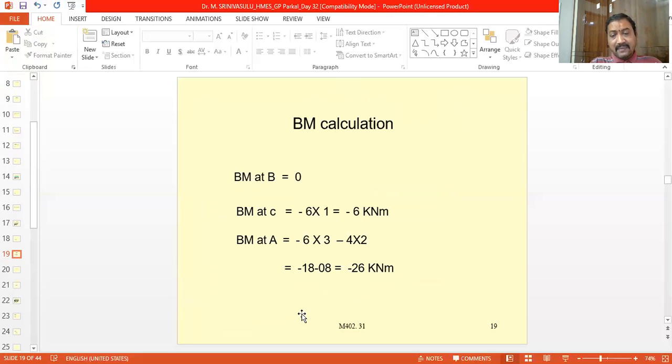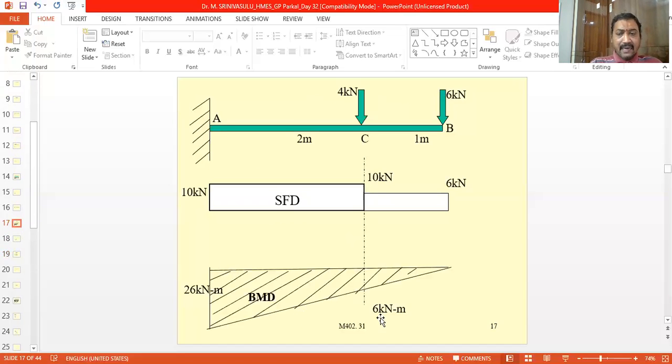So definitely, when we take a section, generally we consider all the forces acting to the right of the section. Now coming to point B, if we take exactly point B, if we draw a line just to the side of point B, on the right side only the 6 kN is acting.